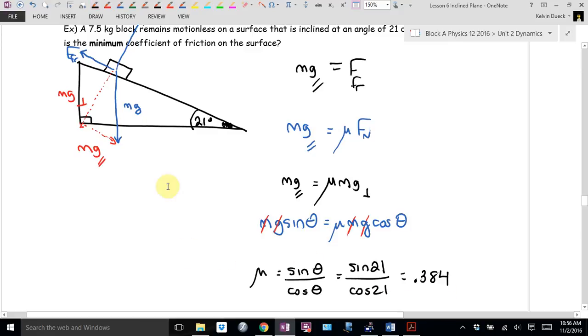Okay? I like that question. Although I would also have no problem having it accelerating and still asking you to find mu. What if it was accelerating down the hill at 2 meters per second squared? What's the minimum coefficient of friction?